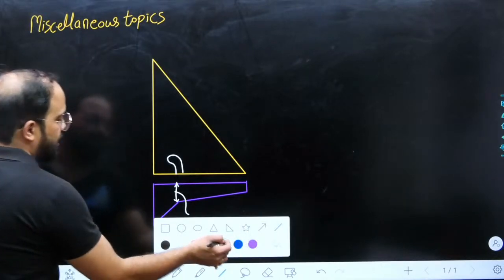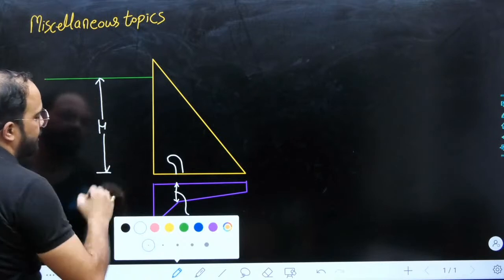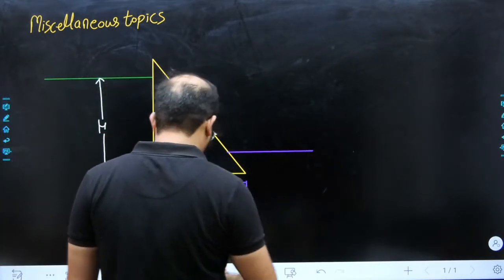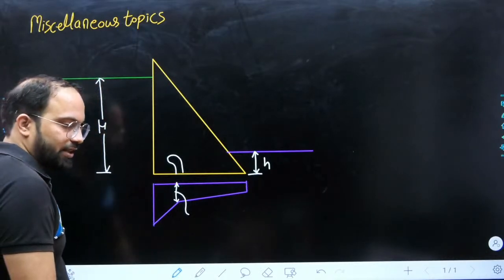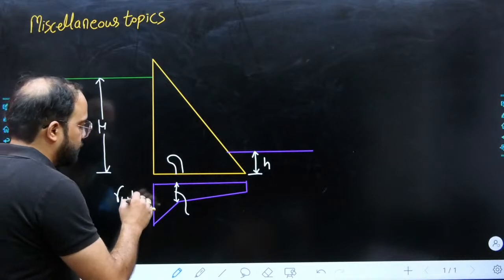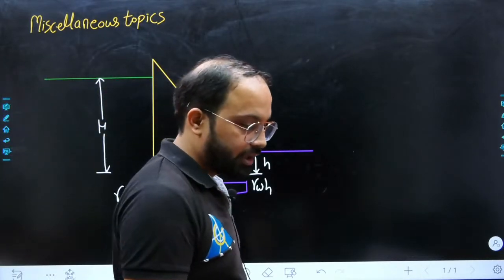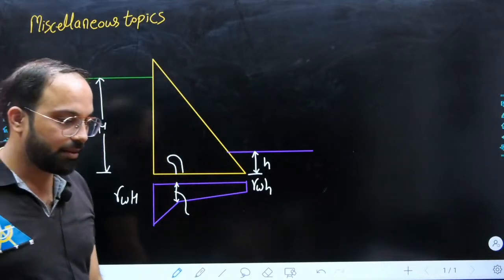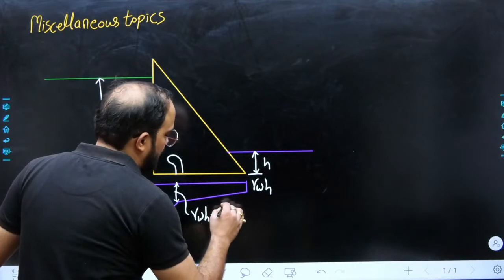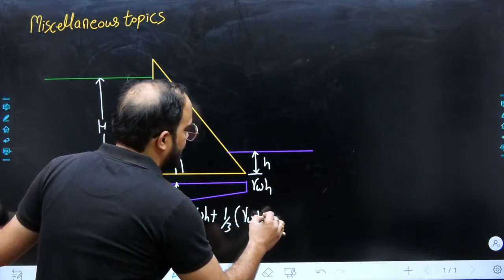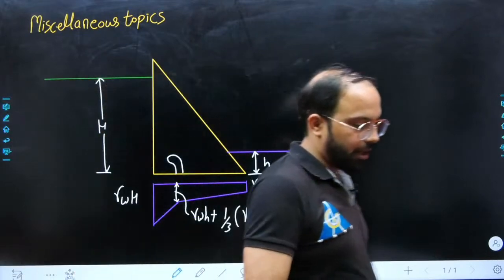Okay, so if we have a water head of capital H at upstream, and we have a water depth small h in the tail water, then the length here is gamma w capital H, and here it is gamma w small h. What is the length below the drainage gallery? Very good, Prabhakar. Gamma w small h plus 1/3 gamma w capital H minus gamma w small h. Okay, so this will be the length. Very good, Prabhakar.